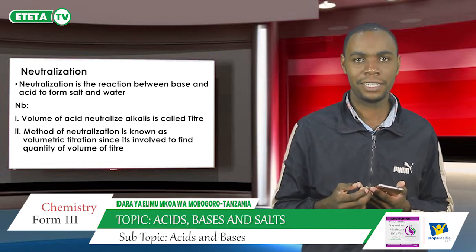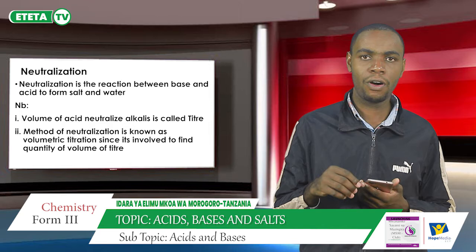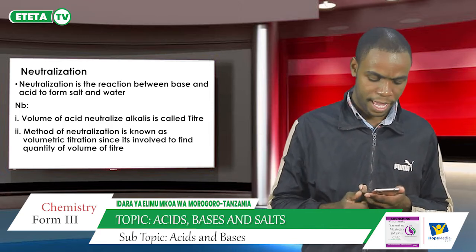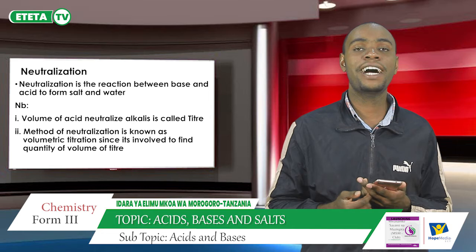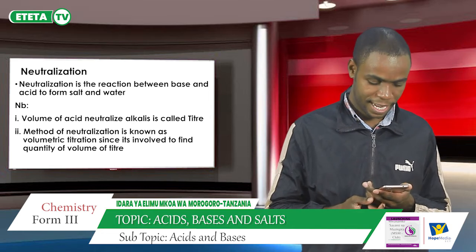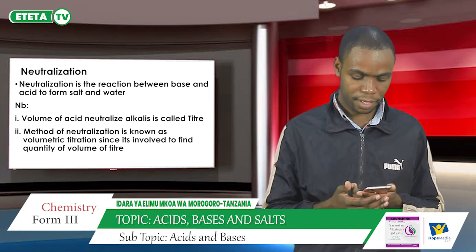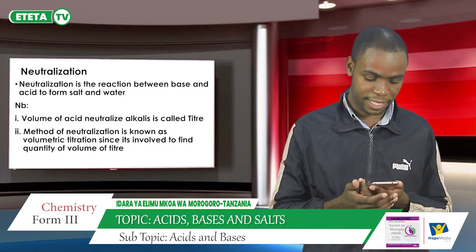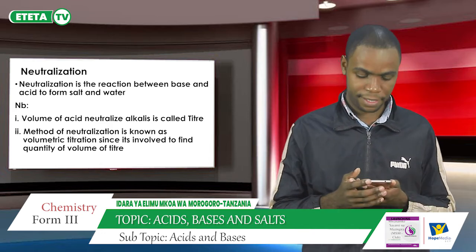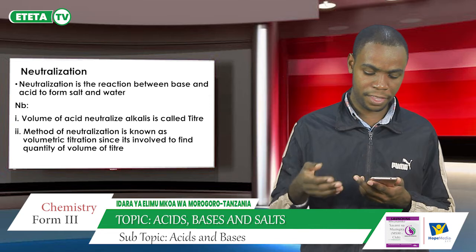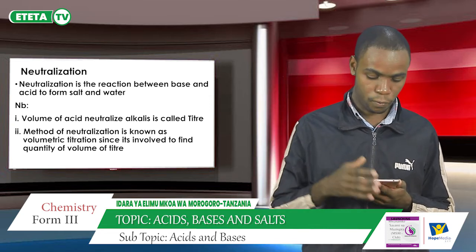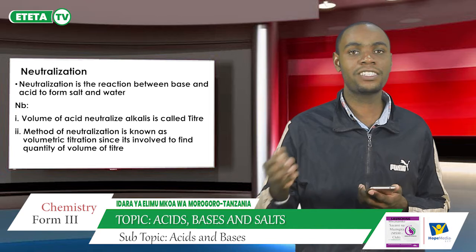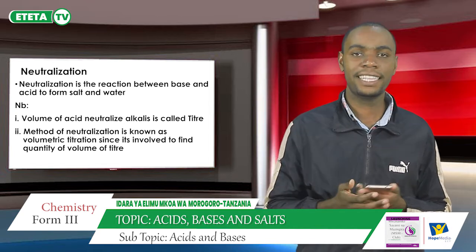Point to note: the volume of acid that neutralizes alkali is called the titre. So we have a titre volume. That volume of acid which neutralizes base is called the titre. And the method of neutralization is known as volumetric titration, since it involves the quantity of volume of titre. Because it involves the volume of titre, that's why it's called volumetric titration.